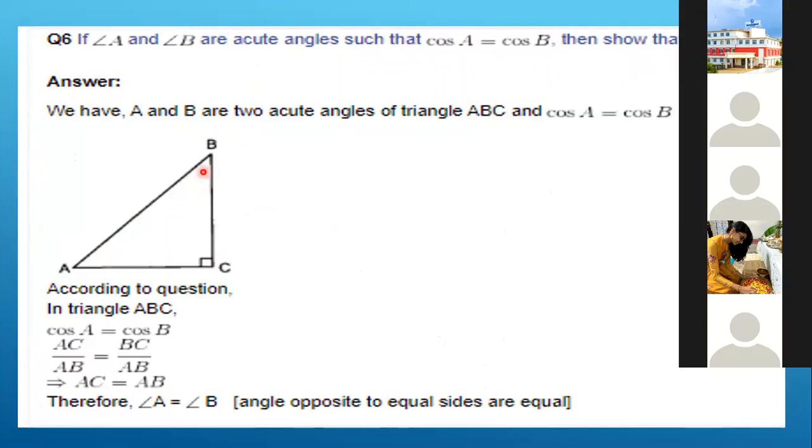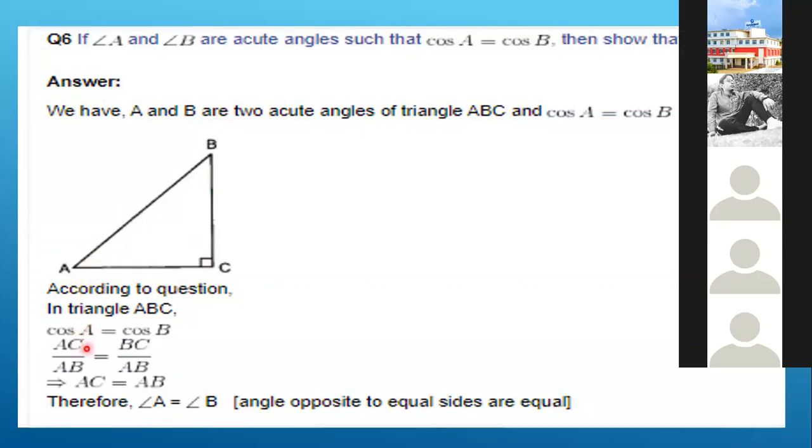Just generally I'm asking. If C is 90 and angle A and angle B are the same, what must be the angle of these two? 45, ma'am. 45. Very good. So we have A and B as two acute angles, and we need to find cos A and cos B. What do you mean by cos A? Cos A is adjacent by hypotenuse. For the angle A, AC by AB. Adjacent is AC, hypotenuse is AB. I'm writing in the place of cos A, AC by AB.